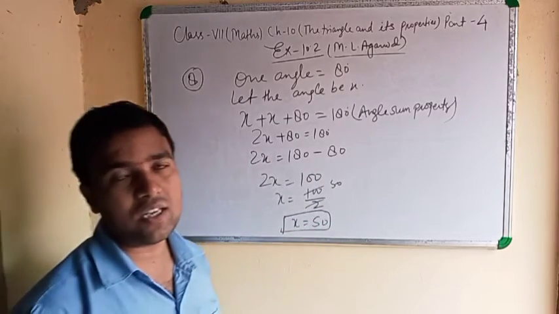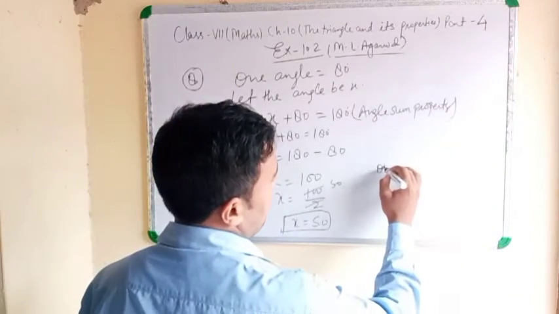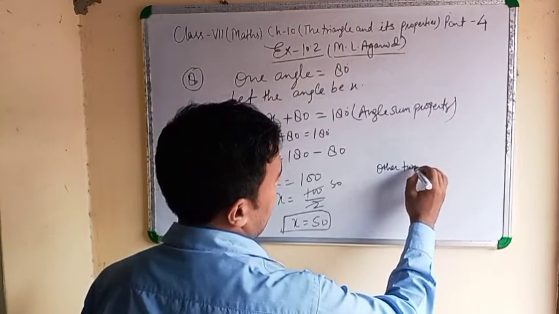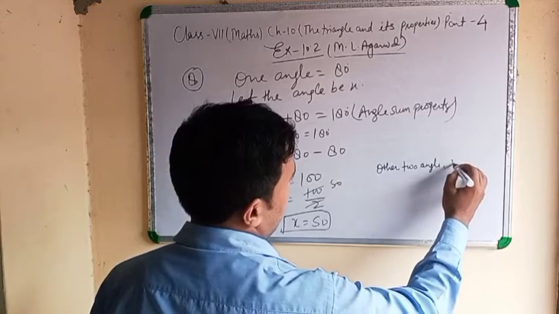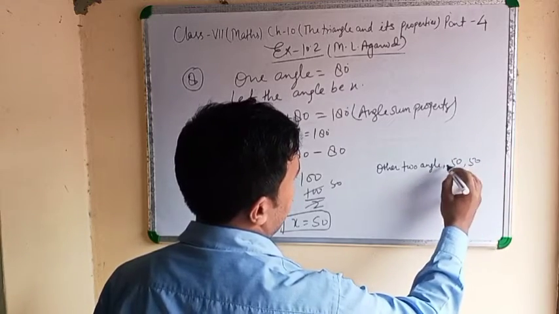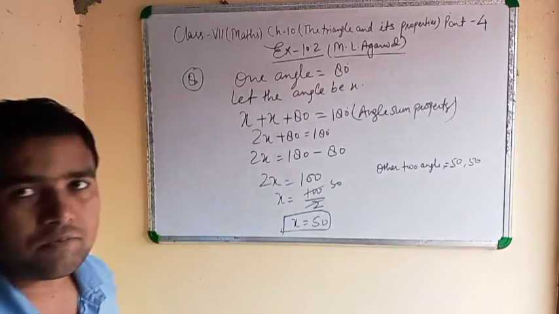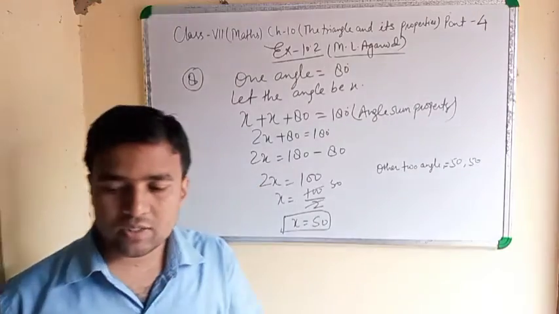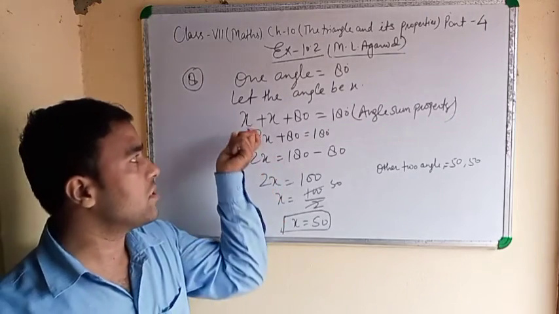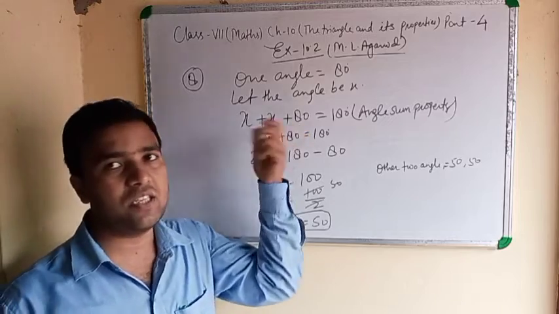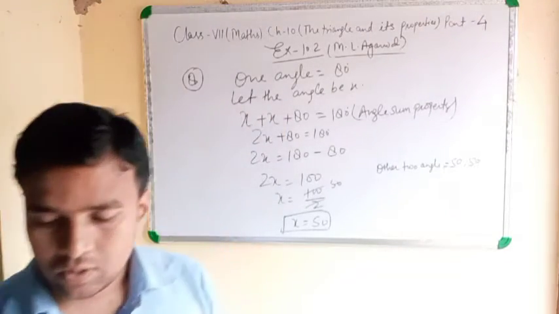Means each angle is 50. Means the other two angles are 50, 50. Clear? If you want to check whether your answer is correct or not, you can do 50 plus 50 plus 80 equals 180. Note down.